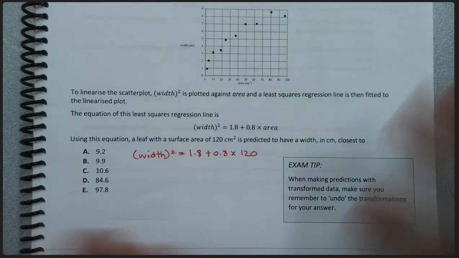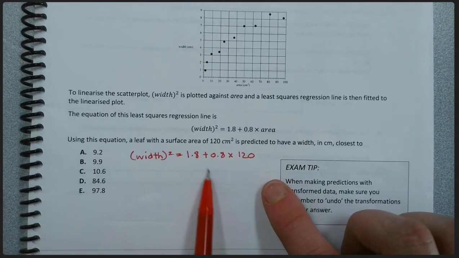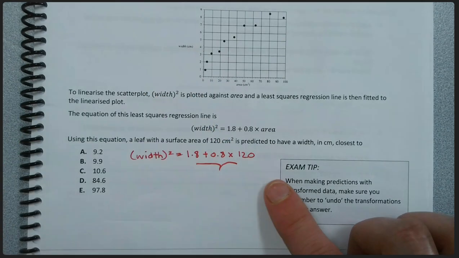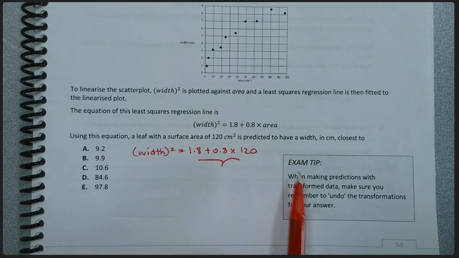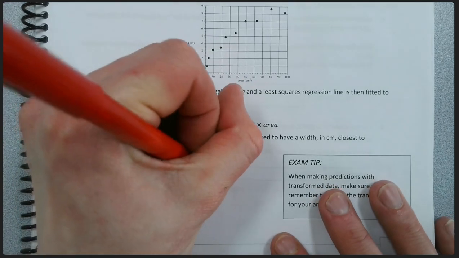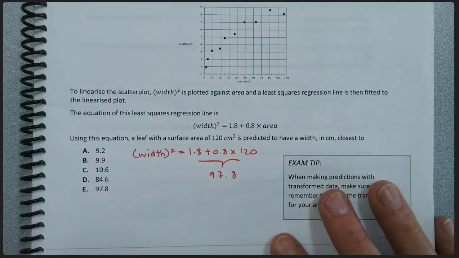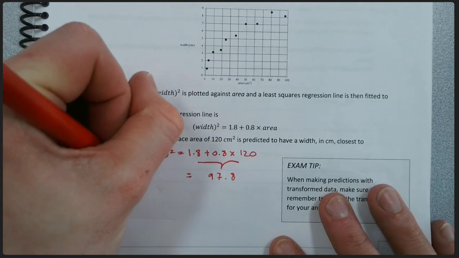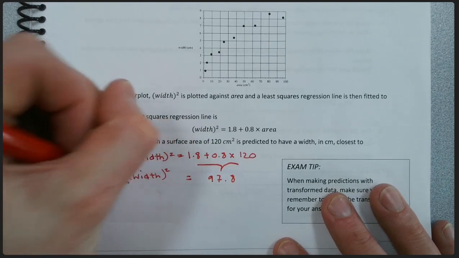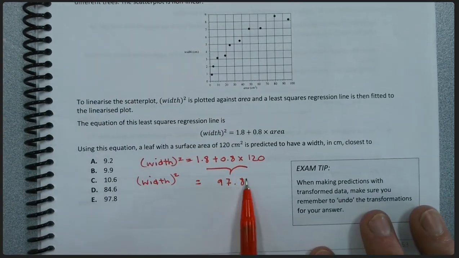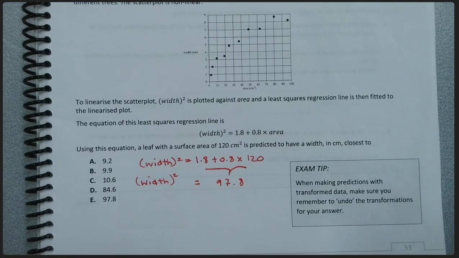Yeah. So looking at the question, right? We know we can solve this side to a degree just by putting it in our calculator. We can do 1.8 plus 0.8 times 120, right? If I did it on the calculator, I think it's 97.8. That is equal to width squared, right? Now, if you got 97.8 and you put D, you would have the incorrect answer, right?